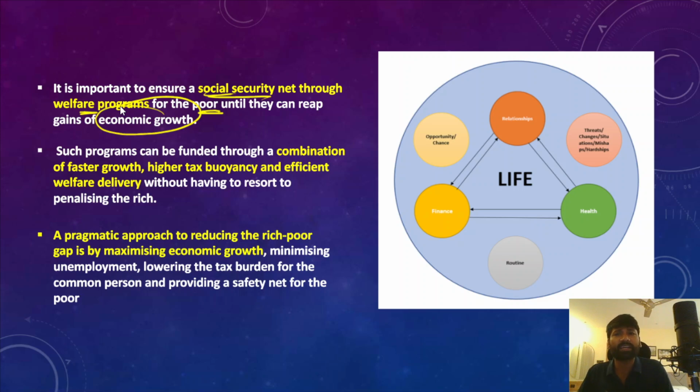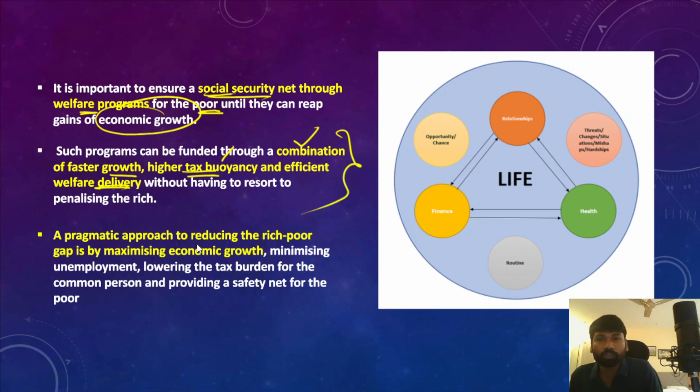And apart from that, these welfare programs have to be taken up through a combination of faster growth, higher tax buoyancy. Tax buoyancy means increasing economic growth, increasing GDP should also correspond with an increasing tax to GDP ratio, and at the same time efficient welfare delivery without having to resort to penalizing the rich. So all these factors play an instrumental role in reducing the existing inequalities in society.